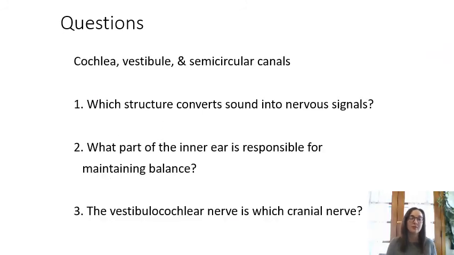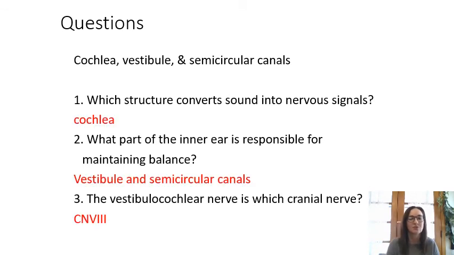Okay, so of the cochlea, vestibule, and semicircular canals, which structure converts sound to nervous signals? So which one is concerned with sound? What part of the inner ear is responsible for maintaining balance? And then which of your cranial nerves is the vestibulocochlear nerve?